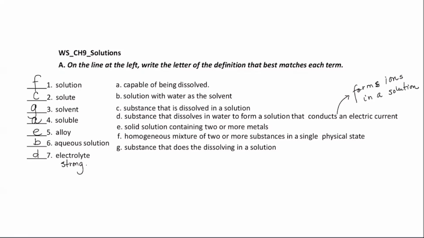So the key of defining, okay, if it conducts electricity, how do I distinguish between strong electrolyte and weak electrolyte? The formation of ions. If it's just ions and no molecules, then it's a strong electrolyte. If there's molecules and a few ions, then we're dealing with a weak electrolyte. Okay? Any questions about the definitions?